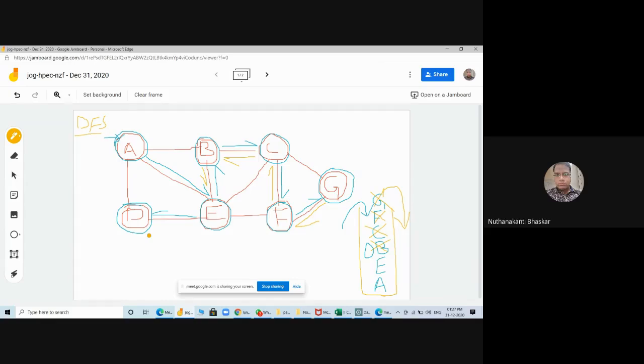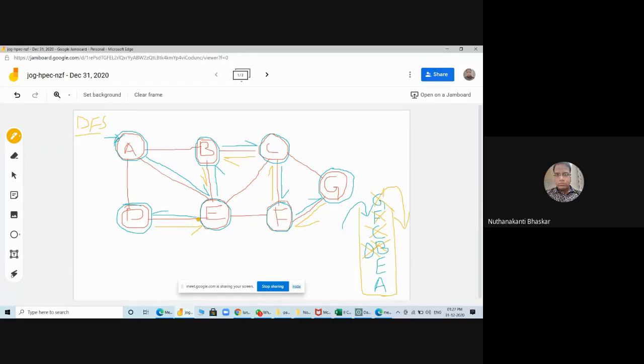If there is no unvisited adjacent node, then what should we do? Pop the top of the element. Then later, backtrack. Backtrack. Good. Now we are at E.